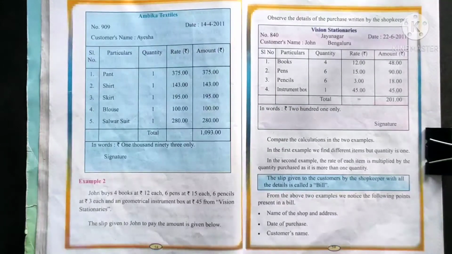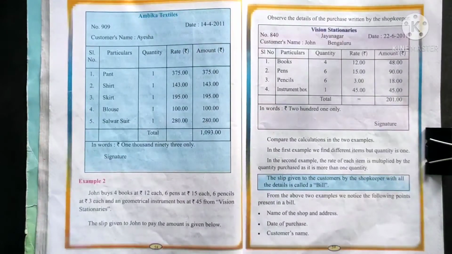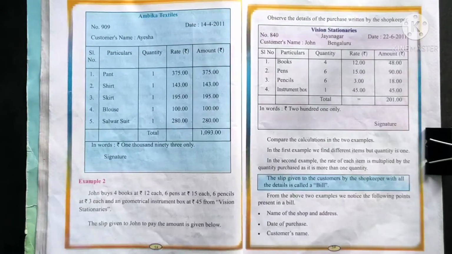Now what is the description of this first bill? It is about Aisha who goes to Ambika Textiles to purchase a few dresses. She buys a pant and a shirt, skirt and a blouse and salwar suit. The person at the packing center packs the dresses and asks her to collect the packet after paying cash. At the cash counter, Aisha is given a slip giving the details of her purchase. The slip looked in this form.